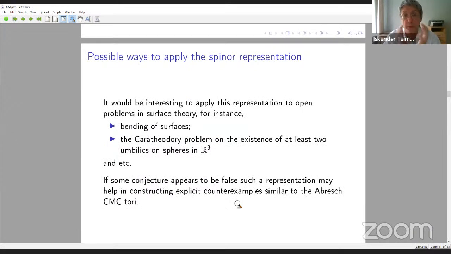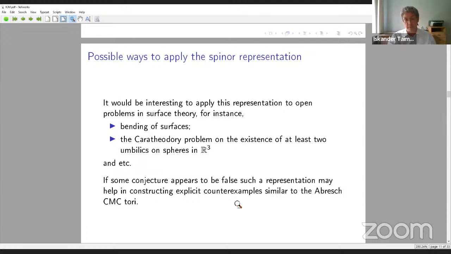It would be interesting to apply this representation to open problems in surface theory. For instance, bending of surfaces, or the Carathéodory problem on the existence of at least two umbilics on spheres in R3. This problem is solved for real analytic surfaces, but it strongly uses that the surface is real analytic.